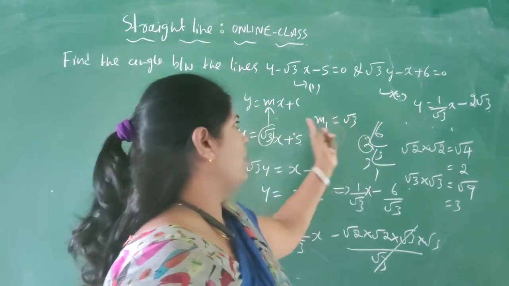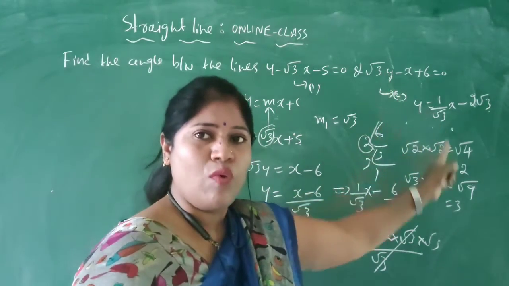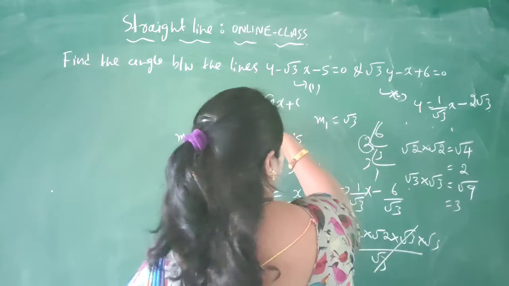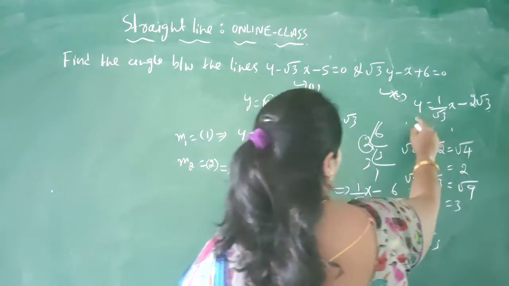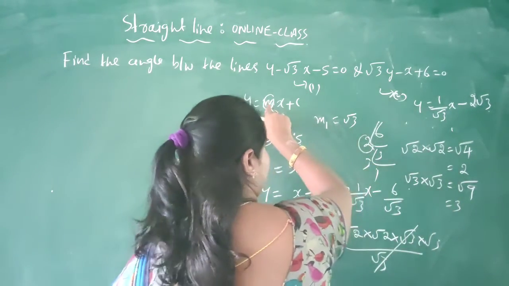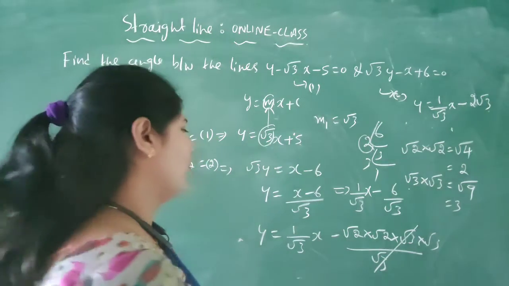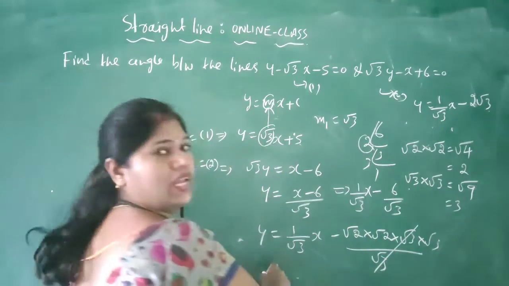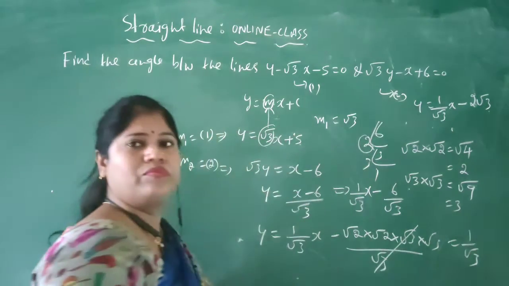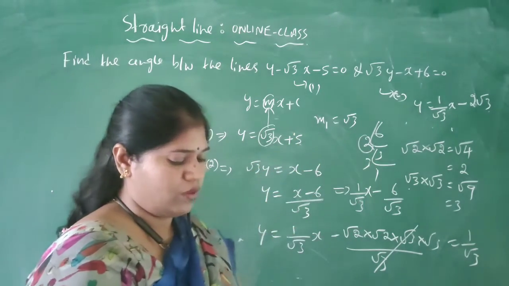So it has come in the y is equal to mx plus c form. What will be the m value? m is equal to 1 divided by root 3. If you compare with the equation of the straight line y is equal to mx plus c, here also it is of that form. The coefficient of x is m, so m is 1 by root 3. So another slope is 1 by root 3. Therefore, m2 is 1 by root 3. Okay, so m1 is root 3 and m2 is 1 by root 3.